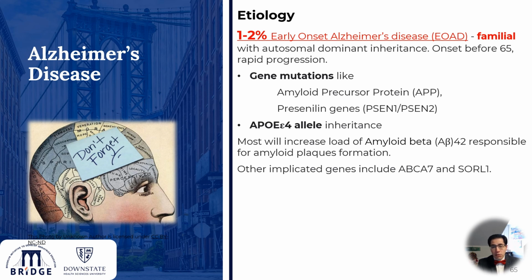There are some identified gene mutations leading to such a disease, like the amyloid precursor protein gene, the presenilin genes, and a high inheritance of the ApoE4 allele. Most will increase the load of the amyloid beta protein, which is responsible for formation of the toxic amyloid plaques that impair neuronal function, leading eventually to neuronal cell death. There are other implicated genes in early onset Alzheimer's disease, including the ABCA7 and the SORL1 gene.